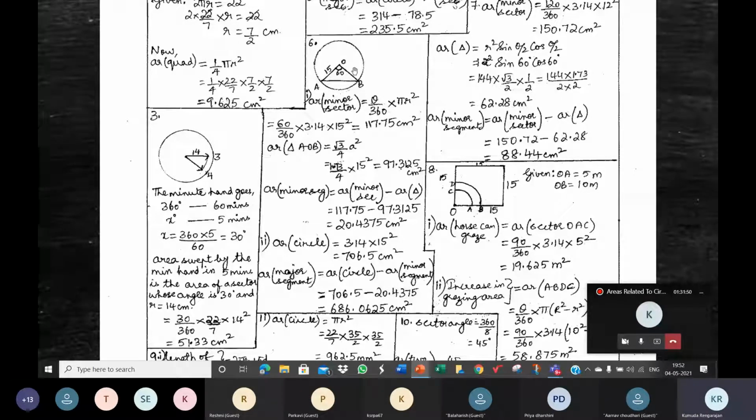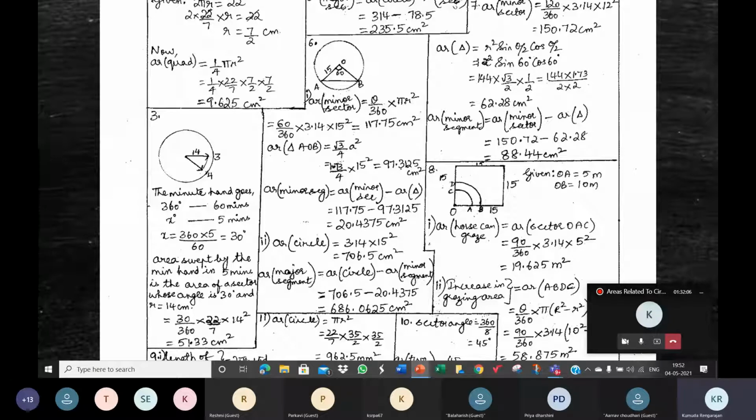You can find it using the formula also. 360 minus 60, 300 degrees. 300 by 360 into pi r square will give you the area of the major sector. Add both and get the area of the major segment. So you can do it both ways, children.